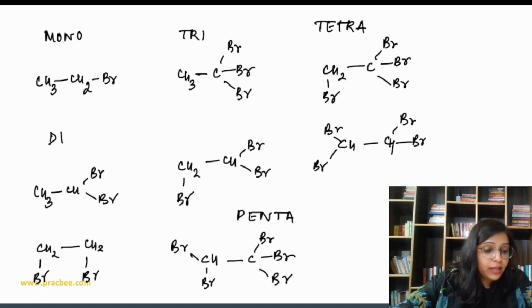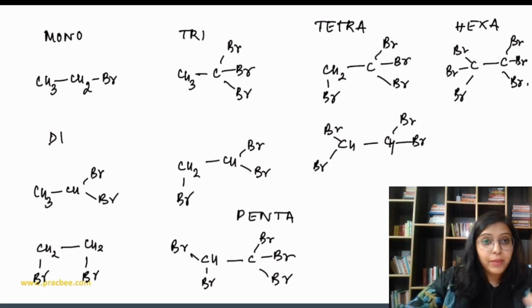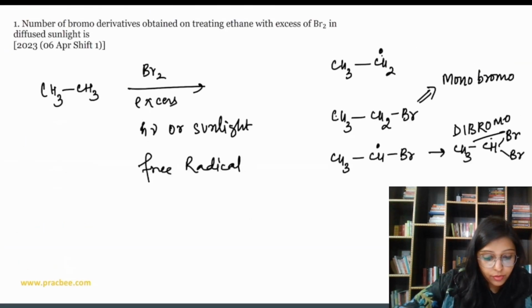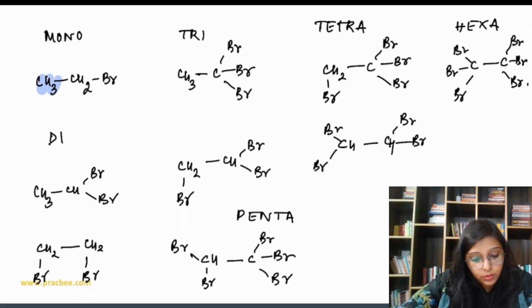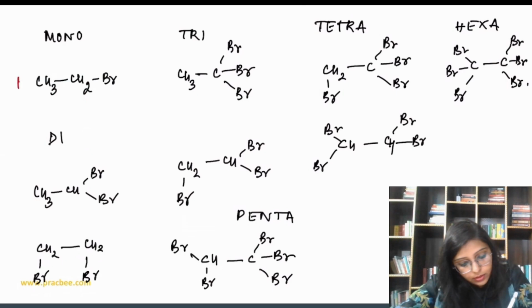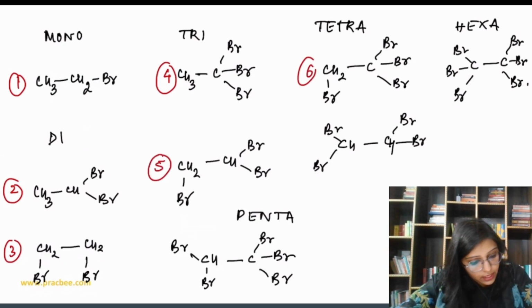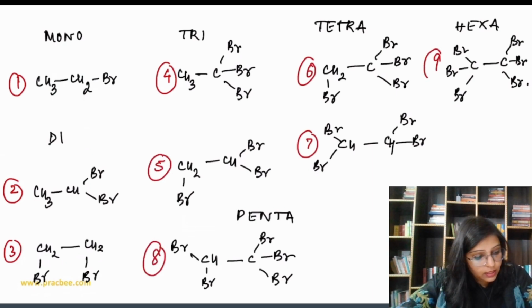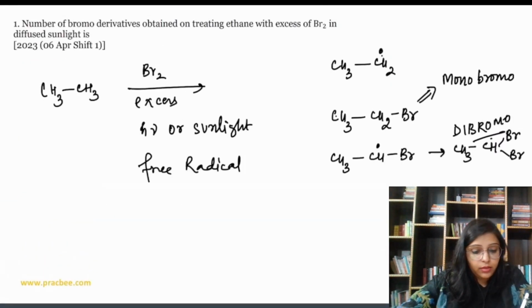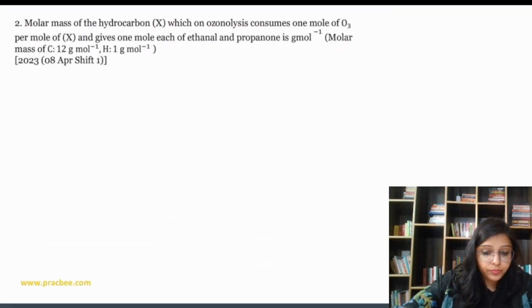Similarly, we can form hexabromo derivative, CBr3-CBr3. All the hydrogen are getting replaced with bromine. So total number of bromo derivatives, how many? 1, 2, 3, 4, 5, 6, 7, 8, 9. So total bromo derivatives are going to be 9. So answer is 9. Clear? That's it. Now let's do the next question.